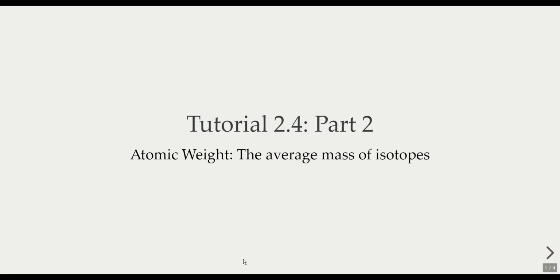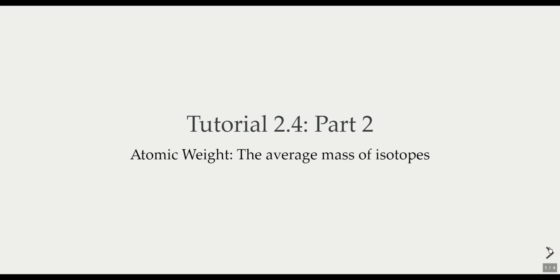Welcome to tutorial 2.4 part 2. This is the second part on calculating atomic weights. This time we'll actually use real data. We'll find the average mass or weight, as it's normally called in chemistry, of a chlorine atom.